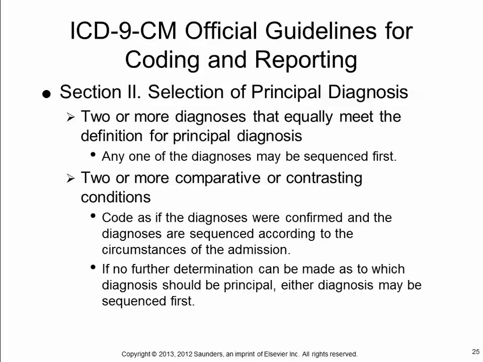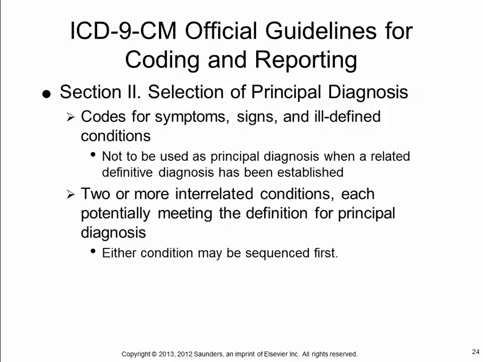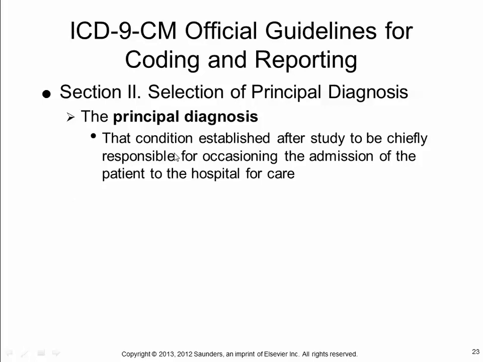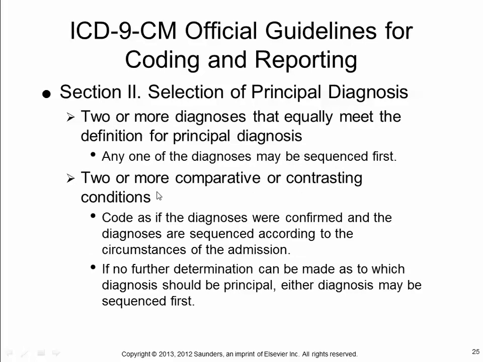Well, number 1, you code as if the diagnoses were confirmed, and the diagnoses are sequenced according to the circumstances of the admission, meaning you go back to the condition established after study to be chiefly responsible for occasioning the admission of the patient to the hospital for care. You go back to relying on that. You do code them as if they were, if it says that it could be this or it could be this, you code them both as if they were confirmed.